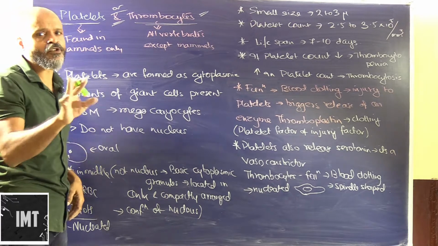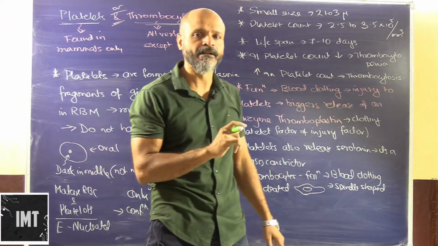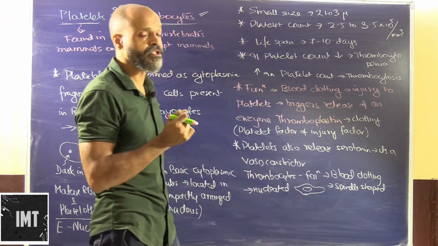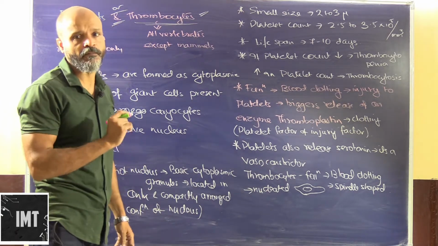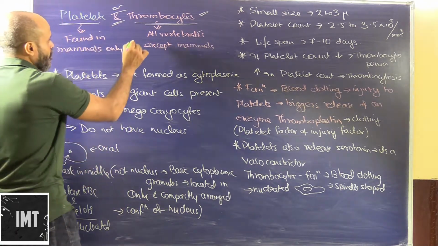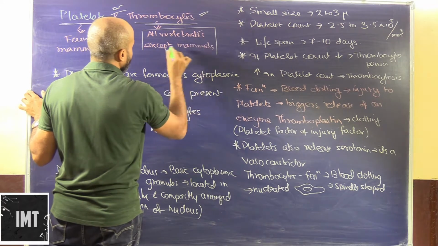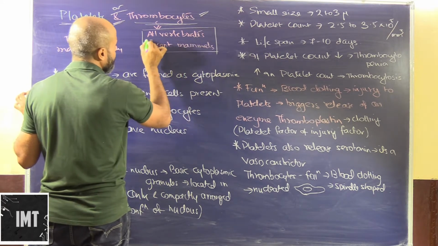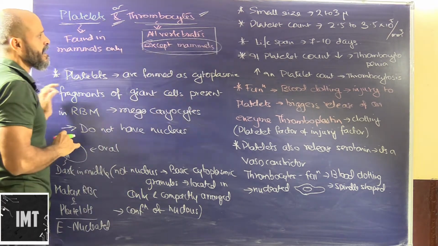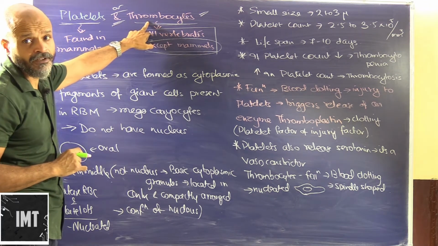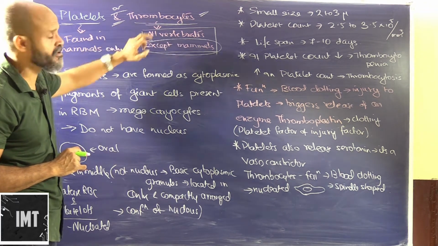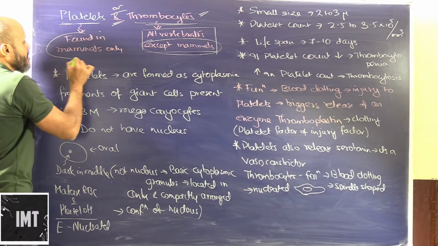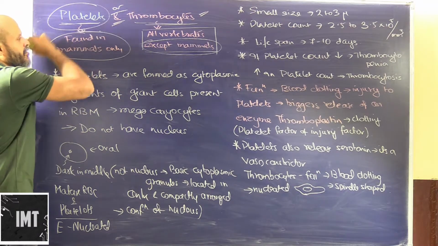Their functionality is almost the same, that is they help in blood clotting from injury sites, which is very important to prevent the loss of blood. But thrombocytes are contained by all vertebrates except mammals. So all vertebrates except mammals will have platelets in the form of thrombocytes. Platelets are found in mammals only.